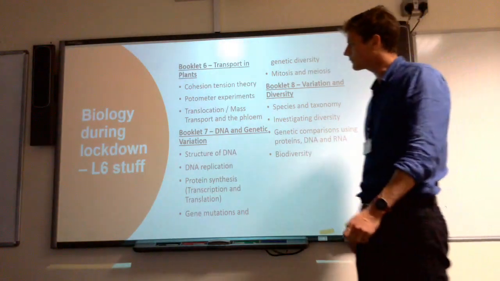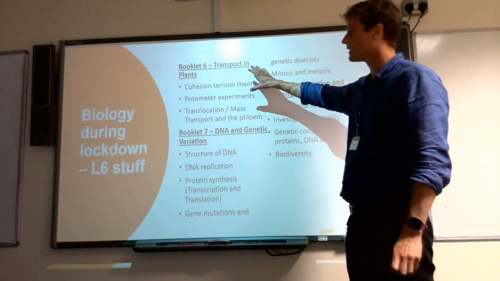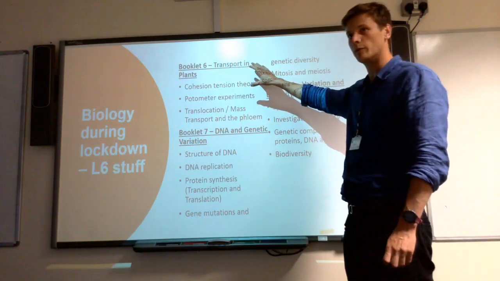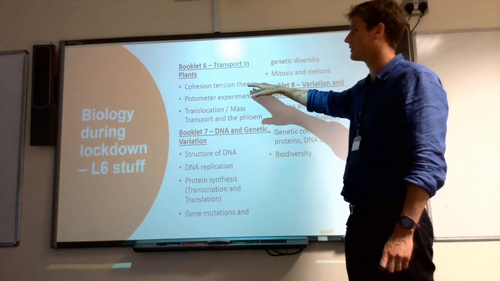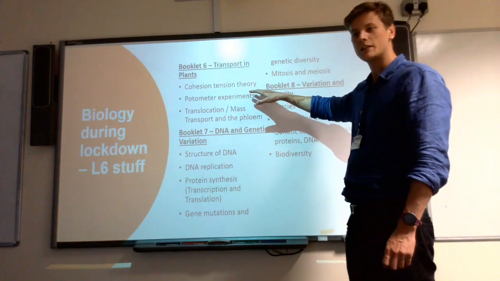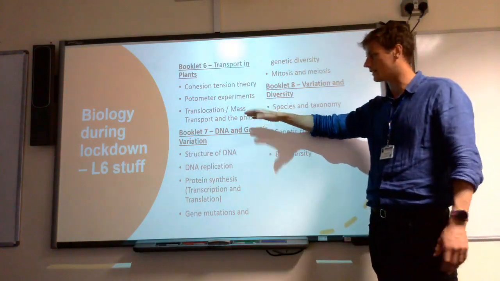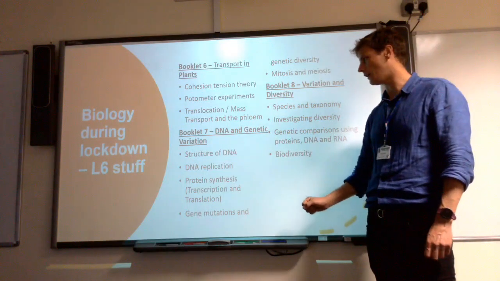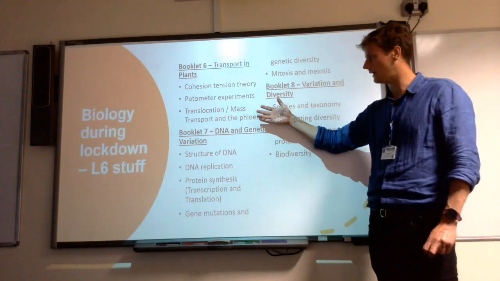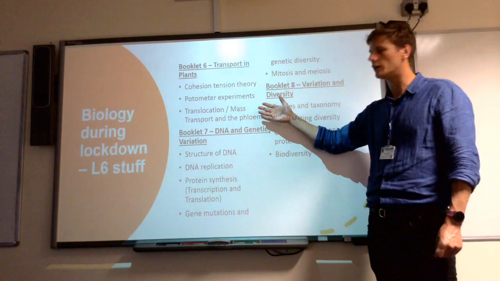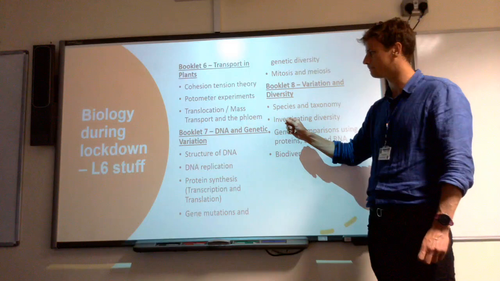Okay, so at the end of March, when we were thrown into lockdown, we were just finishing off booklet 6, which was transporting plants. And if you go back to your notes from there, you'll know that transporting plants includes cohesion tension theory, those explanations of the photometer experiments, and then mass transport or translocation and the phloem. Your teachers will have shared resources with you for that. Plenty of stuff that I'm going to show you where to find for everything that we did during that lockdown period. I'll show you that in a bit.